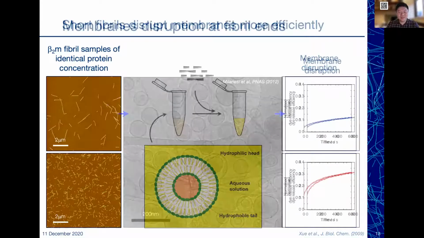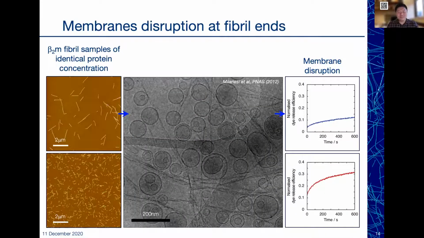Together with a cryo-EM lab, in this case Helen Saibil's lab in London, we looked at how these fibrils are actually interacting with vesicles. And we did see that the interaction happens mostly at the fibril ends. So if you have fragmented filaments, then you have more of these surfaces that tend to be more reactive. That could be another way the division process might be important to look into further.